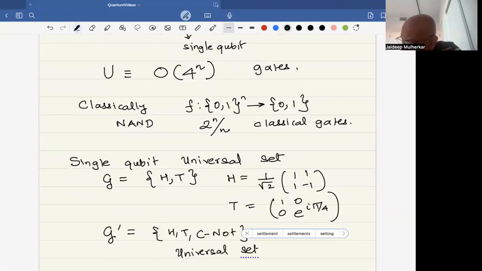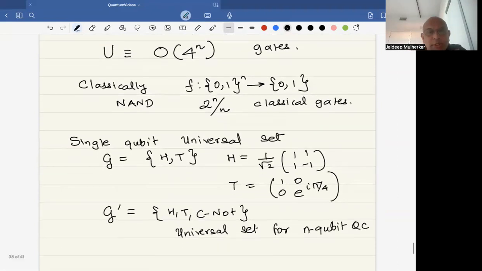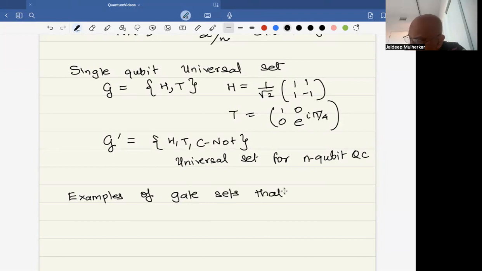So then, of course, the set G prime equal to H, T, and C-NOT is a universal set for n qubit quantum computation. So let's take a few examples of what may not be a universal set. Examples of gate sets that are not universal.